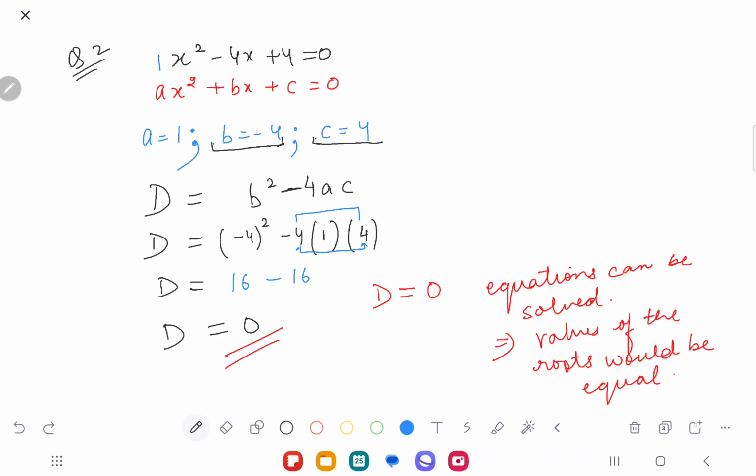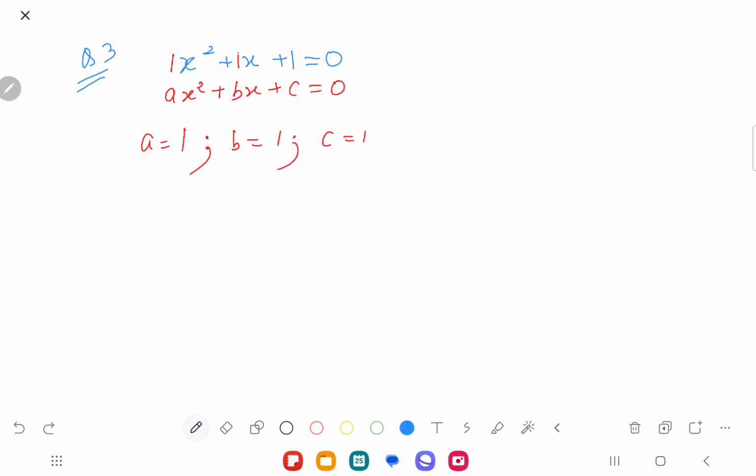That's the concept. Let's do the third question. The third equation says x square plus x plus 1 equals to 0. Again, the question is to determine the nature of the roots. I'm not supposed to find the value of x here. I have to find out whether I can find the value of x or not. So I will compare my given quadratic equation with the standard quadratic equation equals to 0. So here a shall be 1, b shall be 1, and c shall also be 1.